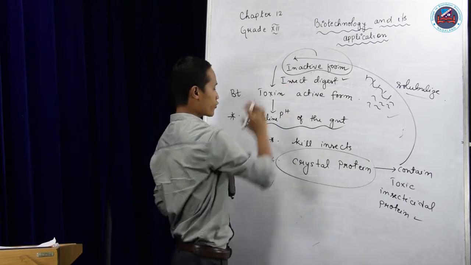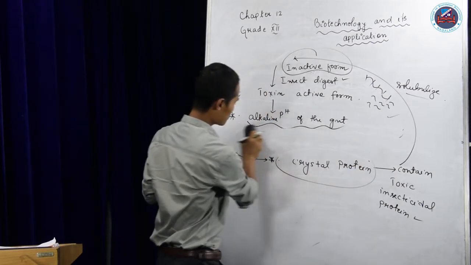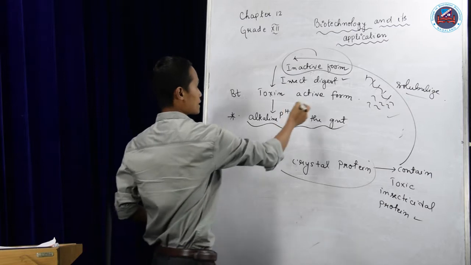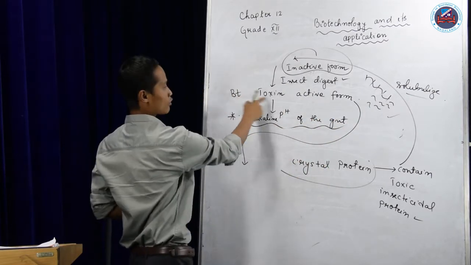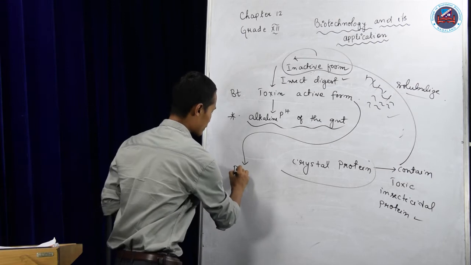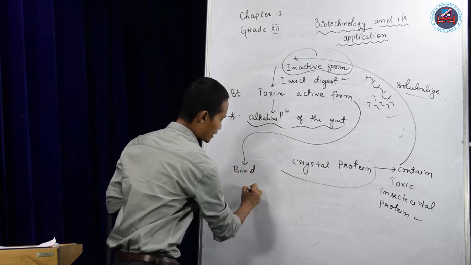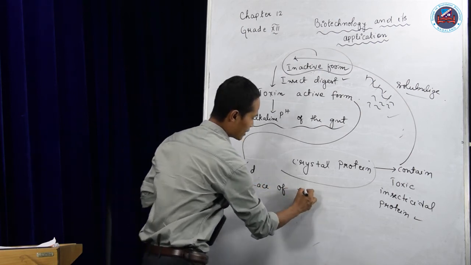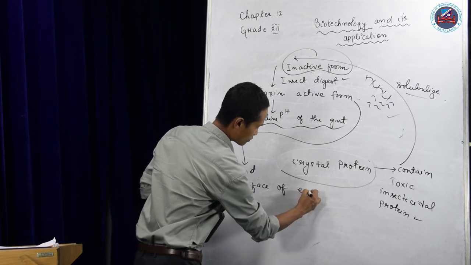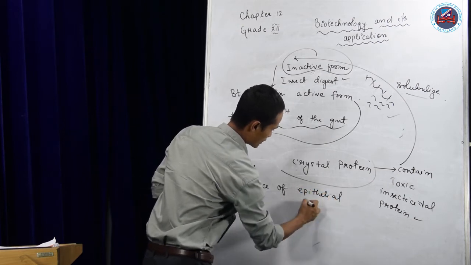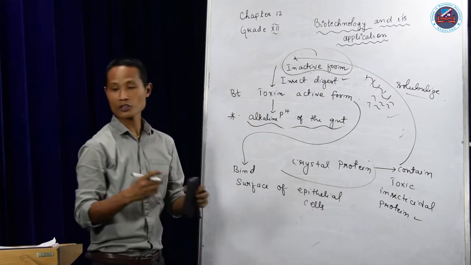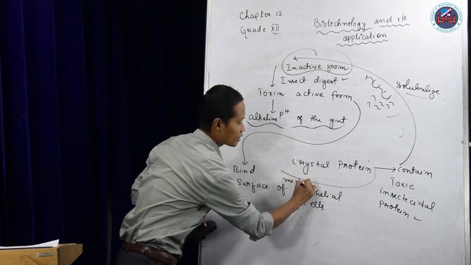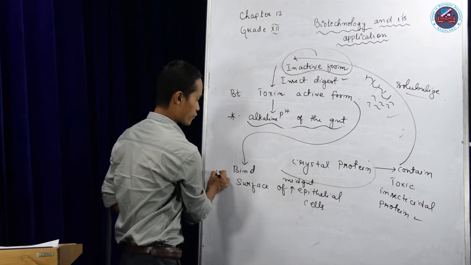Once the inactive form has been converted to the active form, this active form is Bt toxin. It will go and bind to the surface of epithelial cells. This is the surface of the midgut epithelial cells. Midgut of the epithelial cells. Very important point to remember.